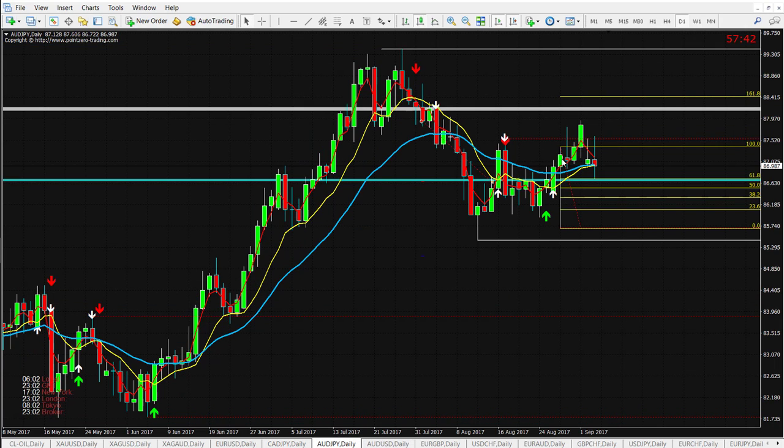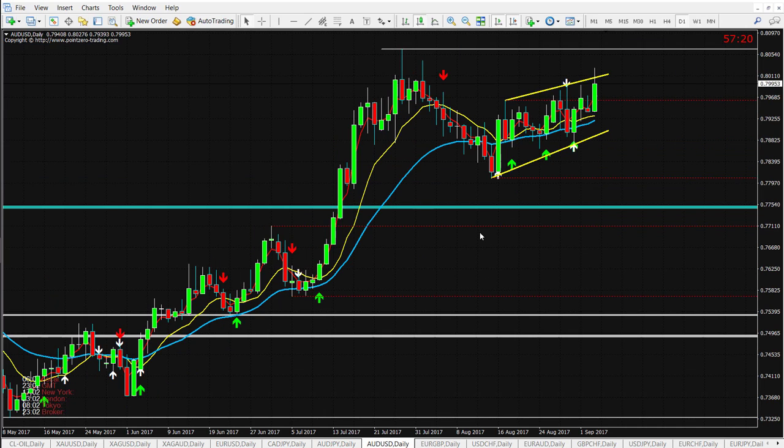AUD JPY, we had this big pin bar here. We drew a Fibonacci, and we expected that the market's gonna go higher. I don't have any position at this one because the market gapped down on Monday. It had a bearish pin bar. This one is about doji. We don't know where it goes, so we just wait. If we get a clear signal, maybe tomorrow, we will enter here.